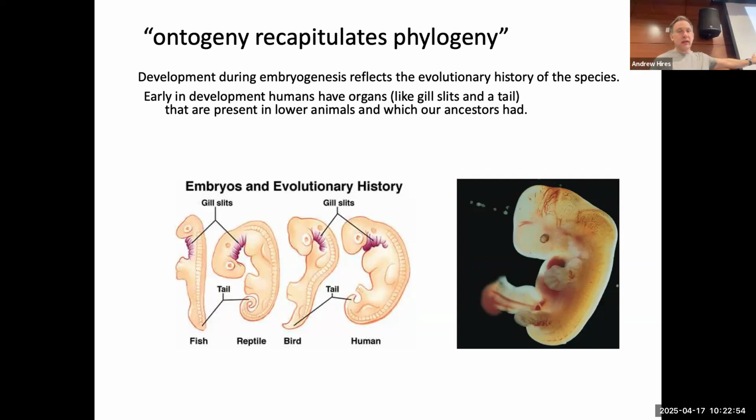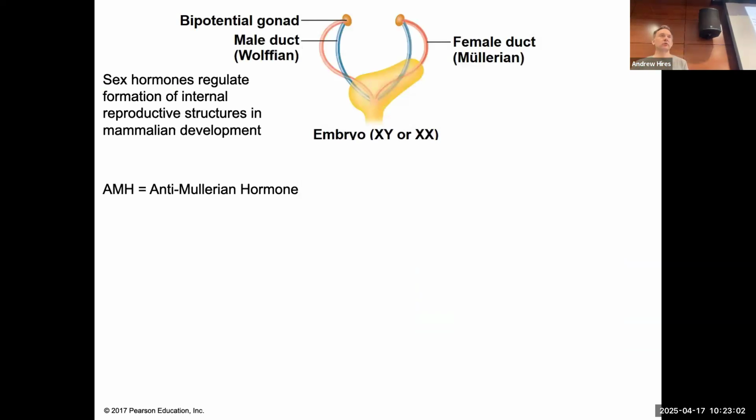Okay, so let's now look at the development of sex organs, and how hormones and genetics influence the development of the sex organs. So early on in embryonic development, it doesn't matter if you have an XY or an XX sex chromosome, or XXY, which would be unusual, but does occur. The gonads will be bipotential. That means they can turn into either testes or ovaries.